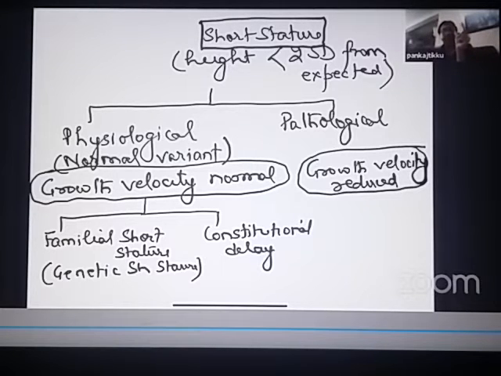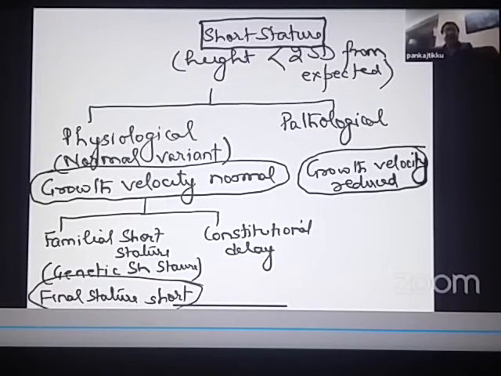Mind you, in both these cases, the child has a normal growth velocity. So a question that students ask me is, if the child is increasing height normally like any other normal child, why is the child short? In a familial short stature, the child is short because the parents were short. Because the parents were short, the child started with a short length at birth. Even though the child grew normally every year, the child will never be able to make up for that height. So the final stature will always be short.